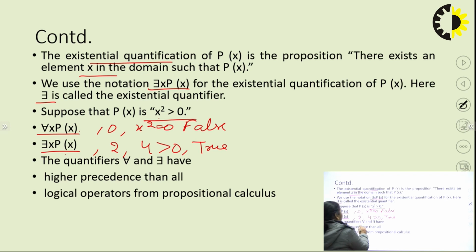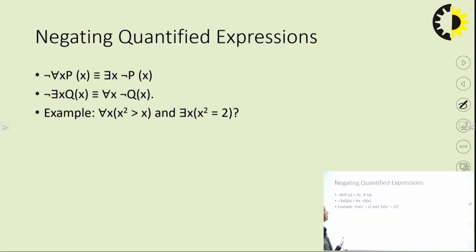The quantifiers for all x and there exists have higher precedence than all other logical operators from propositional calculus. It is having the highest precedence. So, firstly it will be checked, it will be solved and then some other. That is why in clause form, firstly we remove these implications. Now, we are given quantifiers. So, now we will discuss what we mean by negating quantified expressions.